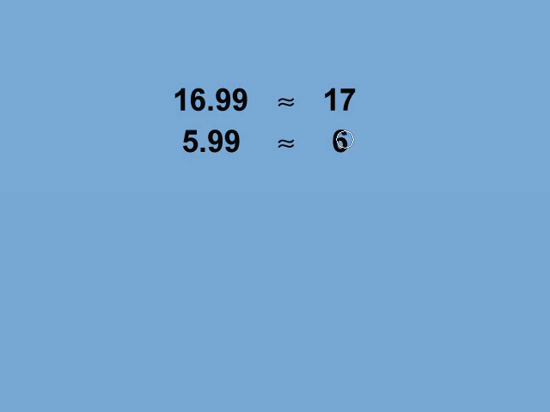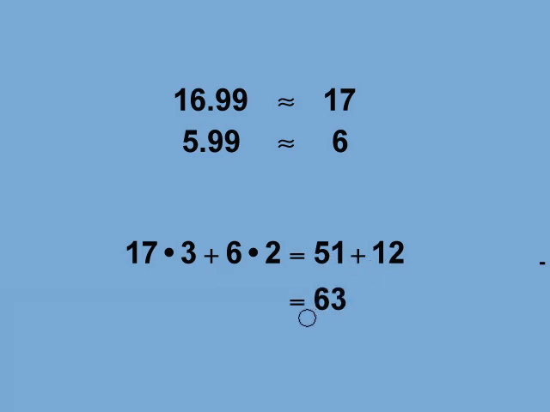So we want to find the prices of 3 backpacks and 2 calculators. This leads to this expression, 17 times 3 plus 6 times 2. This equals 51 plus 12, or 63. As you can see from this estimate, $60 is not enough to purchase 3 backpacks and 2 calculators. Let's look at a final example.